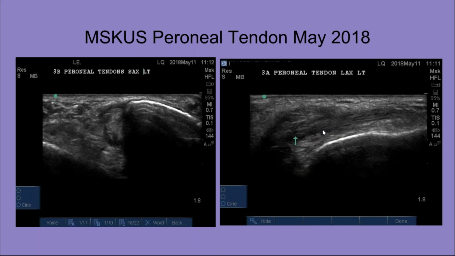I'm sorry, this is the peroneal tendon region I scanned as well. You could see her lateral ankle, you could see the fluid accumulation around the peroneal tendons. And in long view, you can even see the thickening of the tendon here, a little bit of tendinosis and swelling within that tendon as well.